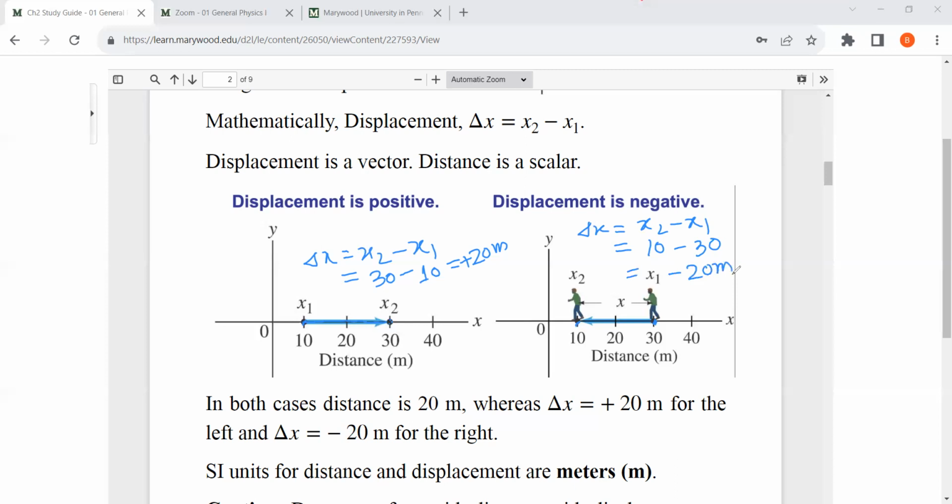The minus sign tells us that the person is moving in the negative x direction. In the first case, the person is moving in the positive x direction. In this case, the person is moving in the negative x direction. That's why we have a negative sign on the right one. But in both cases, the distance is 20 meter. Remember that distance and the magnitude of the displacement can sometimes be the same, but they are two different quantities. Do not confuse one with the other.